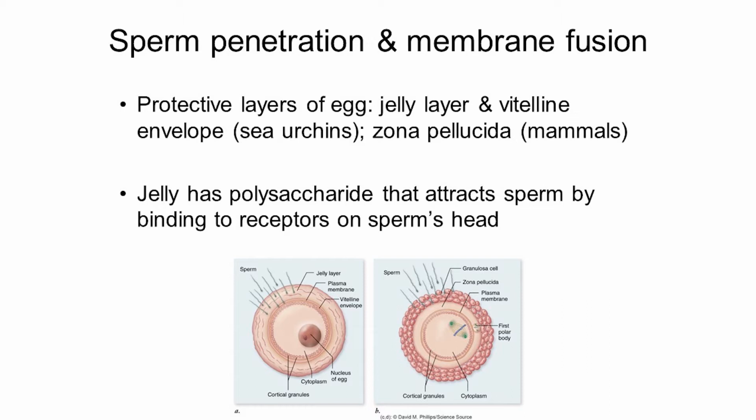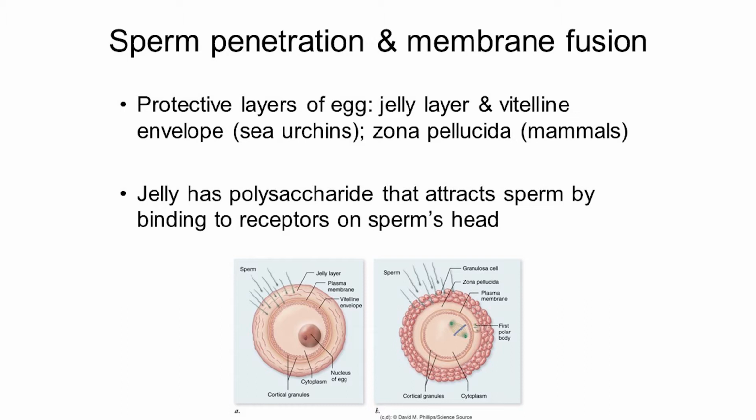Now, the diagram on the right depicts a typical mammal egg, whereas the diagram on the left represents a sea urchin egg. Starting with our egg cell on the right, the zona pellucida is a protective layer consisting of an extracellular matrix composed of 3 glycoproteins.